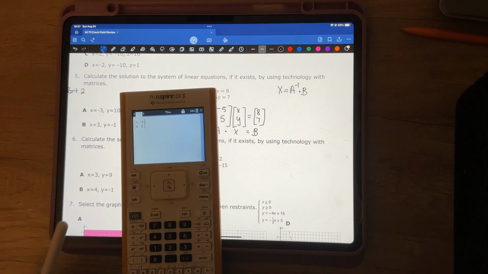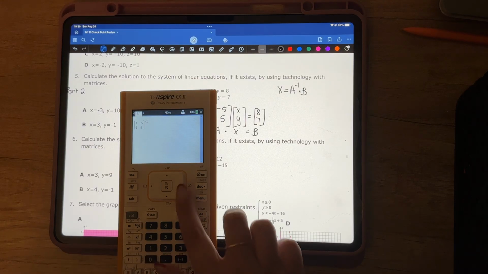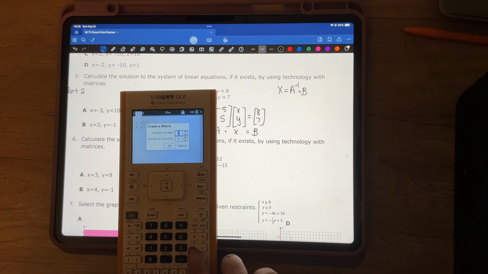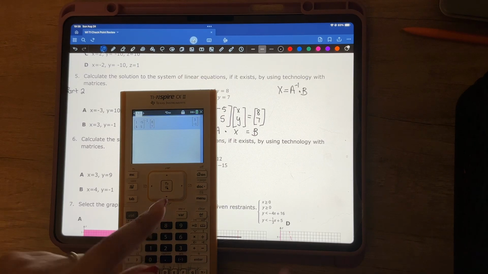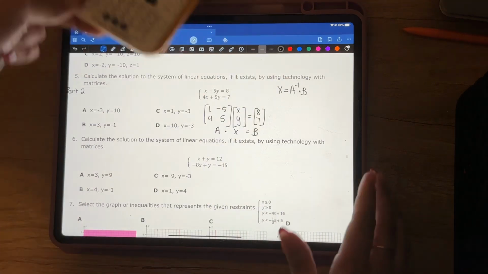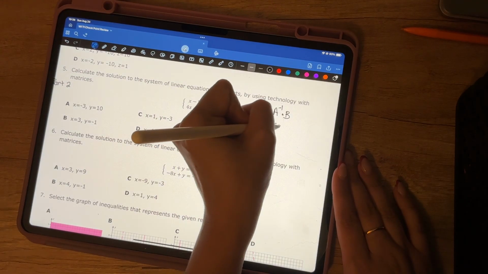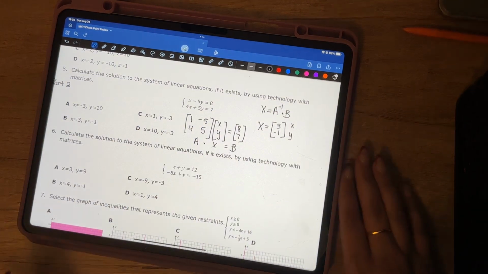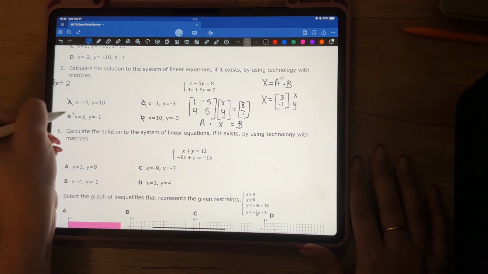Okay, from here we are going to do the inverse, so to the -1st power. Then we're going to multiply it times matrix B. Matrix B is a 2 by 1. And so I have 8 and I have 7. And so I get 3, -1. So matrix X is equal to 3, -1, which tells me my x variable, my y variable. So we want x is equal to 3, y is equal to -1. So that leaves me with answer choice B.